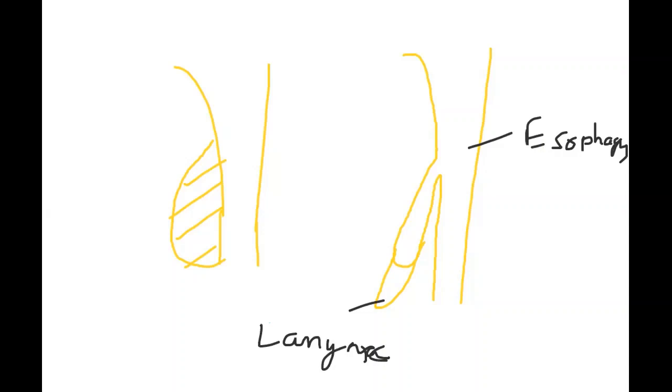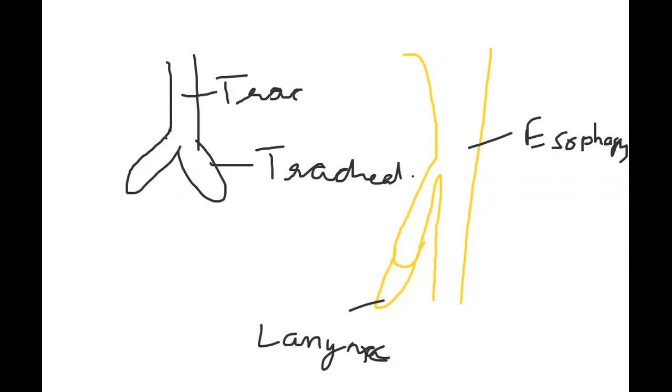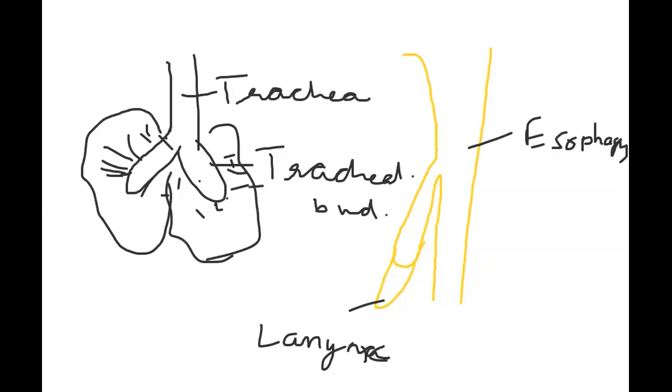Now, further on, this larynx will become bifid. The larynx becomes bifid like this. This is the tracheal bud. Now, above this bifurcation, you have the trachea. Below it is the tracheal bud, which leads to formation of the bronchi, bronchioles, and hereafter leads to the formation of the lungs. So this is how the lungs develop.